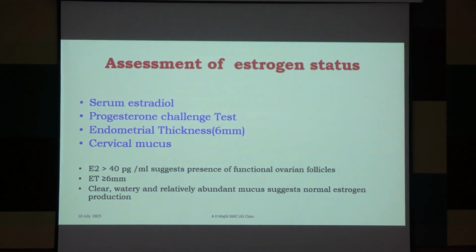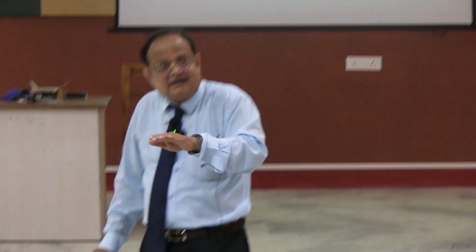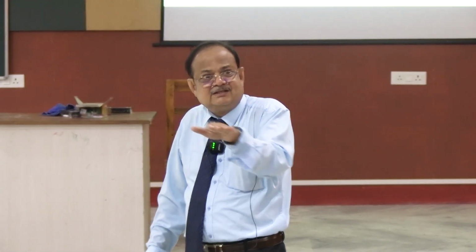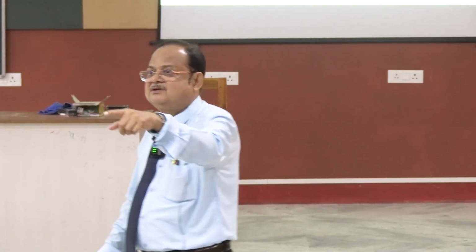Now a simple thing: whether the estrogen status is good or not. You can measure serum estradiol directly. And you do the progesterone challenge test and endometrial thickness by ultrasound. If the endometrium is thick, estrogen is high. If there is no estrogen or progesterone, the endometrium will be atrophic and the thickness will be less.